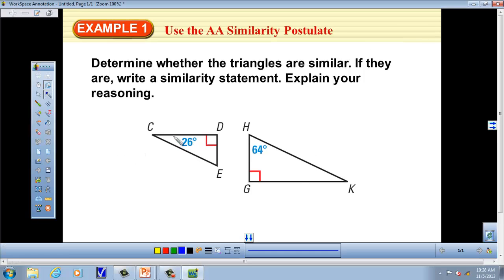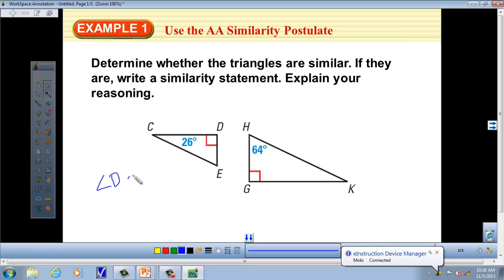So if we look at this, we can see that angle C is 26, angle H is 64, and then we have angles D and G are both 90. So right now we have angle D congruent to angle G, but we don't know about K and we don't know about E. So you can do this one of two ways. You can find angle E or you can find angle K. I'm going to find angle E.